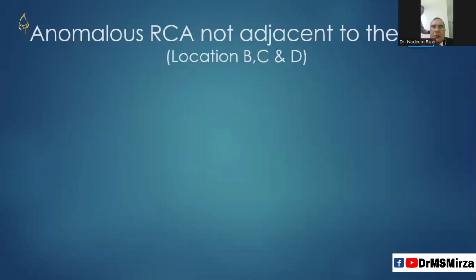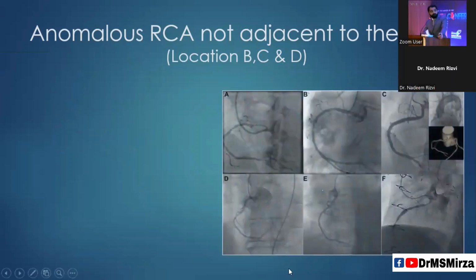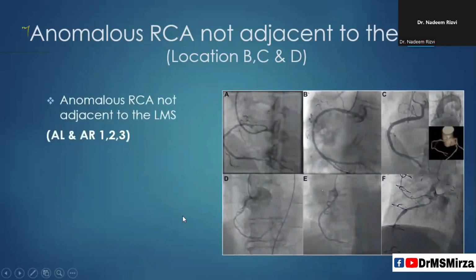Now we'll talk about anomalous RCA which is not adjacent to the left main stem. These are locations B, C, and D. B and C are from the left sinus, as we have already discussed, and D is above the sinotubular plane. For B and C, AR 1, 2, 3 guiders are a good option.